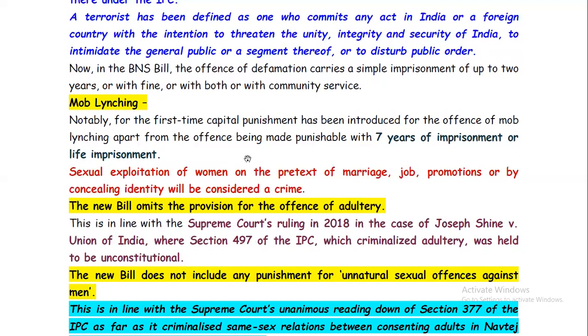Now, for the first time, capital punishment has been introduced for the offense of mob lynching, apart from the offense being made punishable with 7 years of imprisonment or life imprisonment. In the case of mob lynching also, no one will be rescued. No one will be free if they commit such a heinous crime. Seven years of imprisonment, or in rare cases life imprisonment, may be given. It's a very good thing that is now included in our BNS bill.